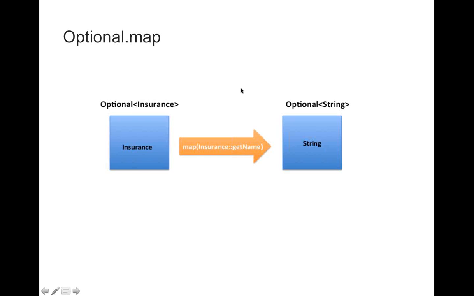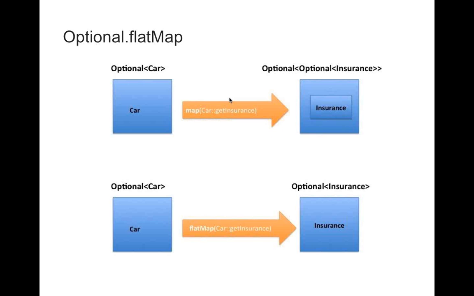There's another method called flatMap, which is useful. So the way to differentiate between map and flatMap is as follows. Let's say we had an optional that contains a car. If we were calling map and passing the car's getInsurance on this, then that would return a nested optional structure. Because remember, the getInsurance method was refactored to return an optional of an insurance. So which means the result would be optional of optional of insurance.